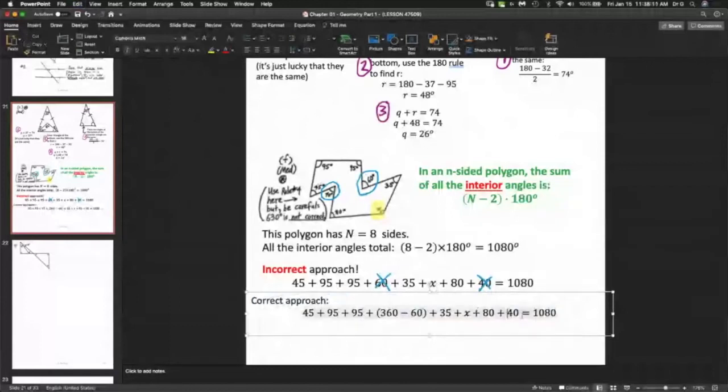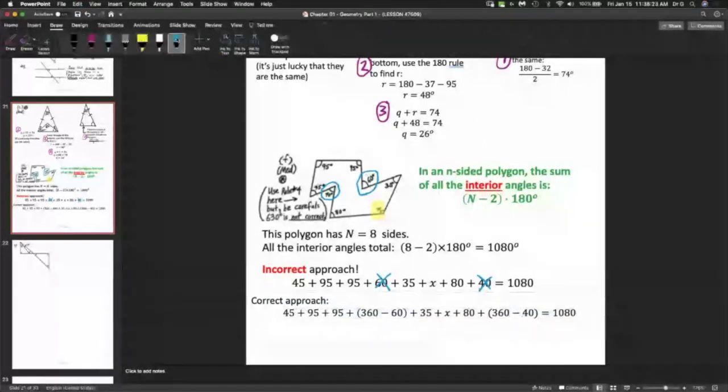And this 40, I'll get to that in a second, should be 360 minus 40. So the reason it's not correct is this. You're asking me why. This formula is about interior angles. The word interior means on the inside. This 40 here, notice that it's on the outside.